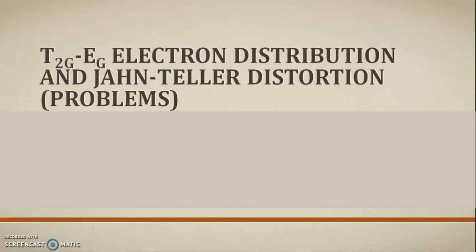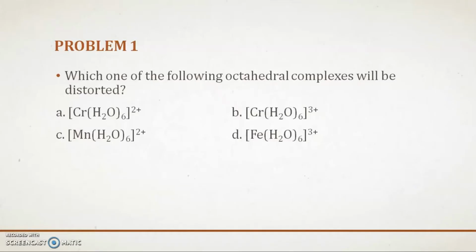We will do some problems in Jahn-Teller distortion now. The first problem is: which one of the following octahedral complexes will be distorted, and they have given 4 different complexes. How to approach this problem? Whenever we come to this problem, the first key point that we have to note down here is distortion. So in an octahedral complex, the distortion that would occur is Jahn-Teller distortion. So that is the first point.